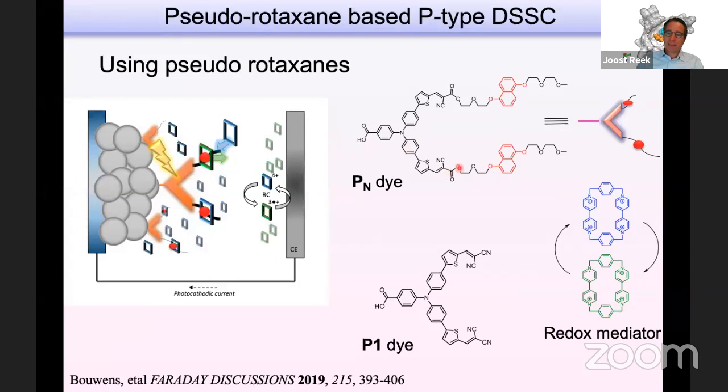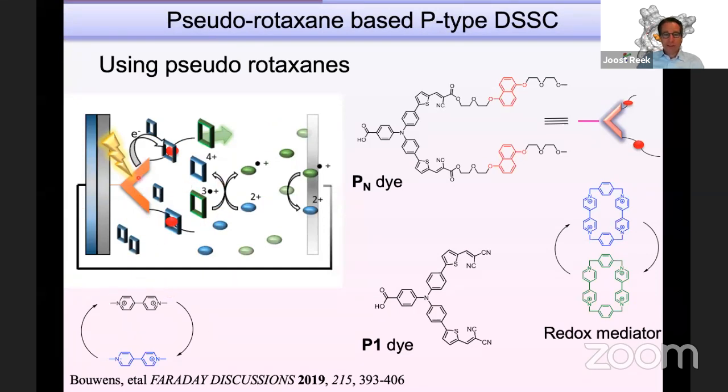So we generated this, and then the overall schematic picture of the device should look like this: we have this PN dye that has these threads, and then the ring can pre-organize for electron transfer to the redox mediator. And as soon as the ring is reduced, it will slide off this thread, and then it can be replaced by an uncharged redox mediator. And by doing so, you actively separate the reduced redox mediator from the surface, thereby reducing charge recombination.